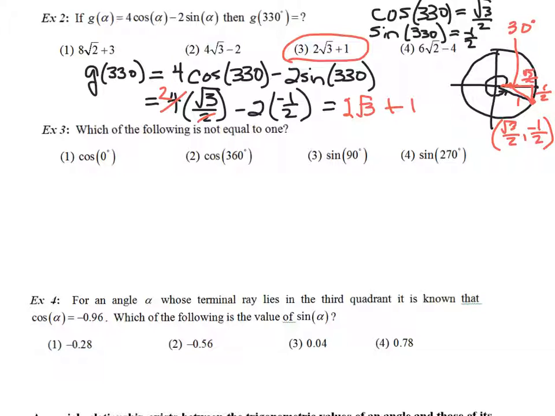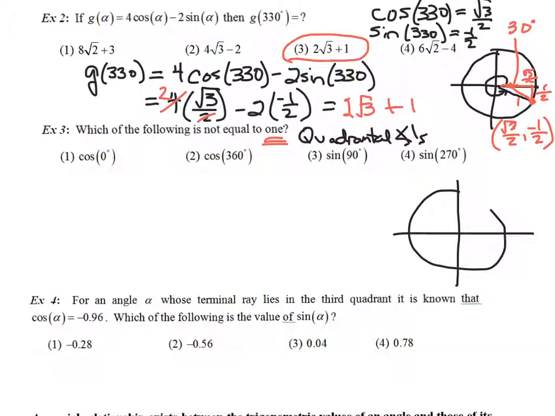Now for the next one, it says, which of the following is not equal to 1? Now I hope you recognize that to get an answer of 1 for a sine or cosine, that means that I must be at one of my quadrantal angles. So I'm going to draw my unit circle and identify the coordinates at the quadrantal angles.